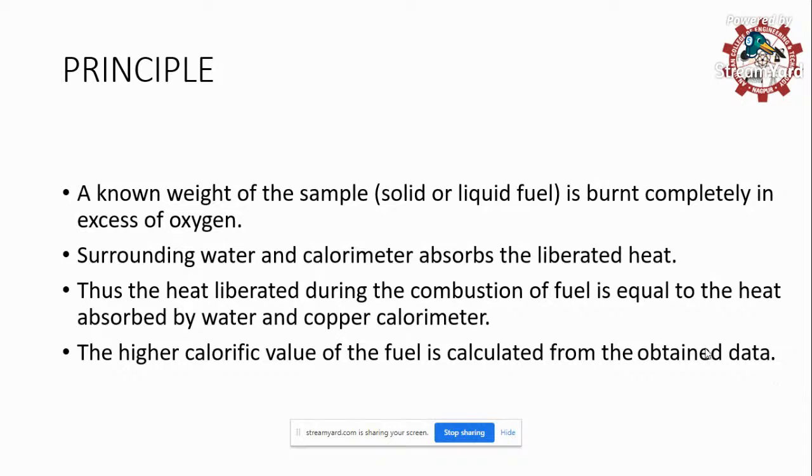I hope the principle has been clear. What we are going to do is burn a known weight of fuel in excess of oxygen. The fuel undergoes combustion and produces certain energy in the form of heat. The energy will be taken up by the water surrounding the copper calorimeter. The heat transferred to the water will be calculated in terms of temperature, and we'll do the further calculation so that we obtain the higher calorific value.